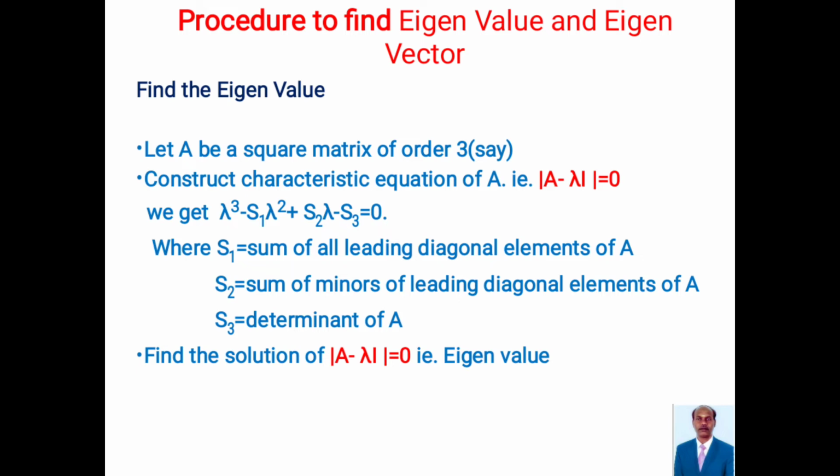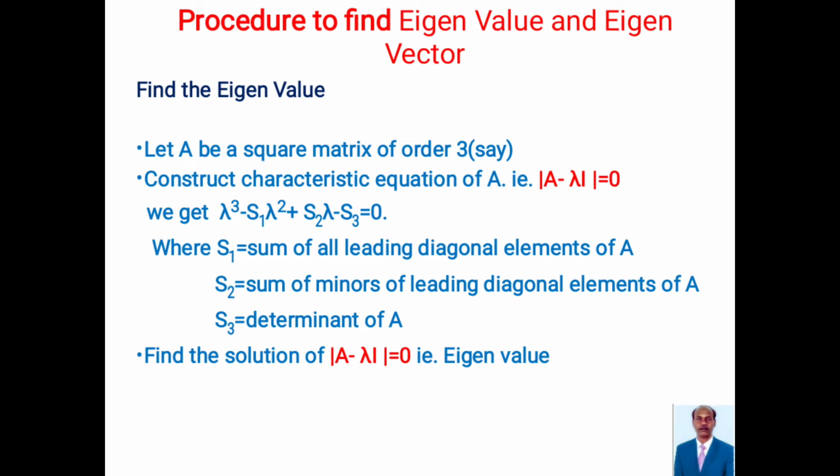Second, construct the characteristic equation of A. Determinant of A minus lambda I equals 0. If you simplify that, we get lambda cubed minus s1 lambda squared plus s2 lambda minus s3 equals 0. So what is s1? The sum of all leading diagonal elements of A. In a square matrix, we add all the diagonal elements, and then we get s1.